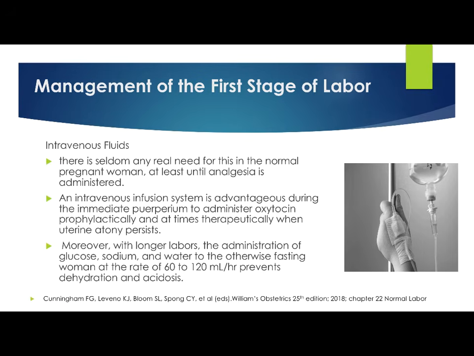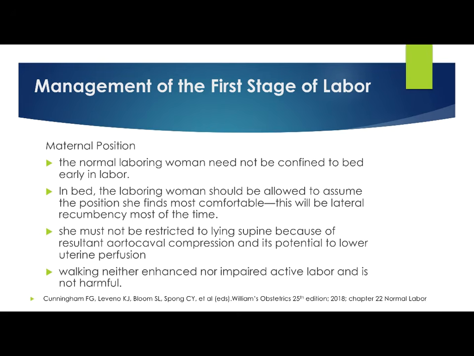How about IV fluids? Actually, there is seldom any real need for this in the normal pregnant woman, at least until analgesia is administered. An intravenous infusion system is advantageous though during the immediate puerperium to administer oxytocin prophylactically and at times therapeutically when uterine atony persists. Moreover, with longer labors, the administration of glucose, sodium, and water to the otherwise fasting woman at a rate of about 60 to 120 ml per hour prevents dehydration and acidosis.